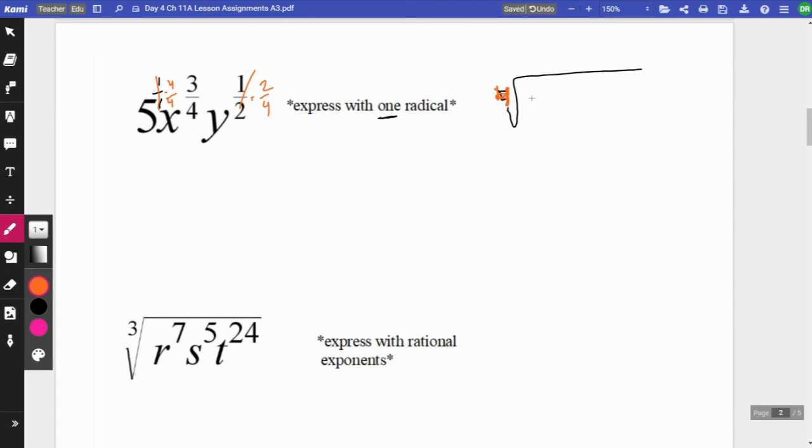So we would say this is 5 to the 4th. Okay, the numerator stayed with the number, and the denominator became the index of this radical. X has a numerator of 3, so it's x to the 3rd, and y has a numerator of 2, so y squared. Again, the denominators were the index of the radical. This is written as one radical: the 4th root of 5 to the 4th, x to the 3rd, y squared.